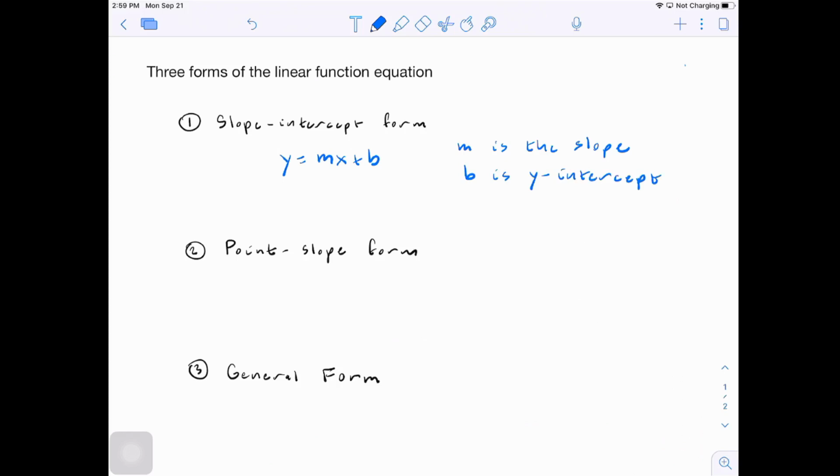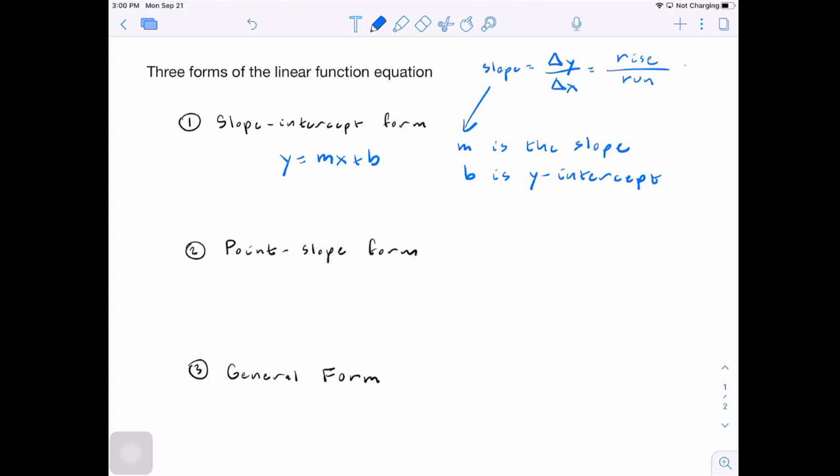Okay, we should probably note, just to reinforce, that the slope is equal to change in y over change in x, right? Delta y over delta x, which is also sometimes referred to as rise over run. All right, that's slope-intercept form.